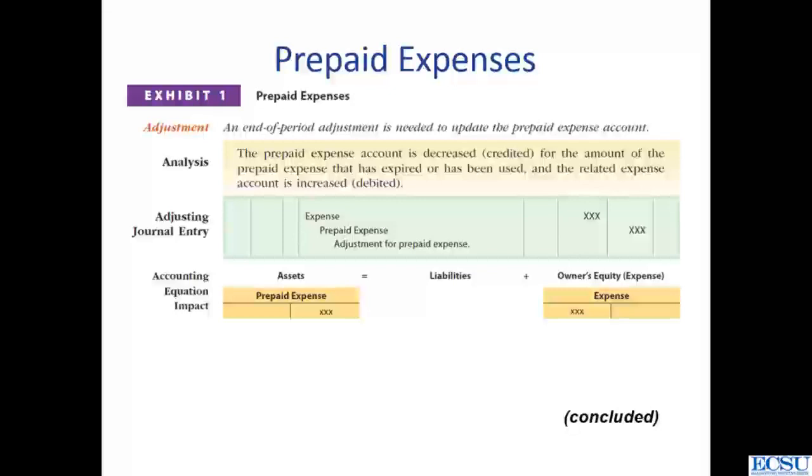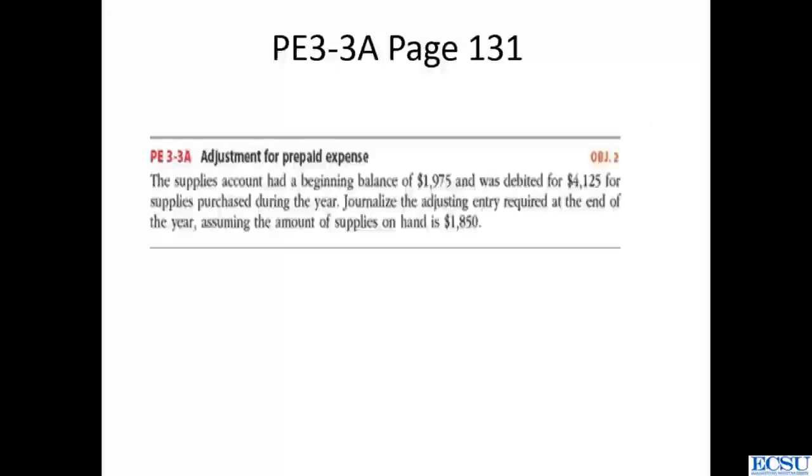Now at the end of the period, adjustment is required to update the prepaid expenses, because some part of the prepaid expenses must have expired. So the prepaid expense account needs to be decreased. Therefore, we are crediting it, and an expense account is debited, because we are just taking the money out of prepaid expense and transferring it to the expense account. So that is the adjustment for prepaid expense. Now there is a small exercise. We'll just take this up.